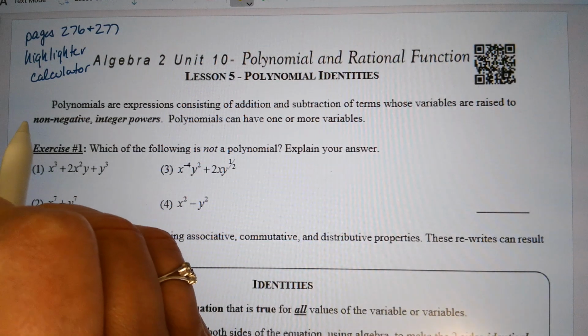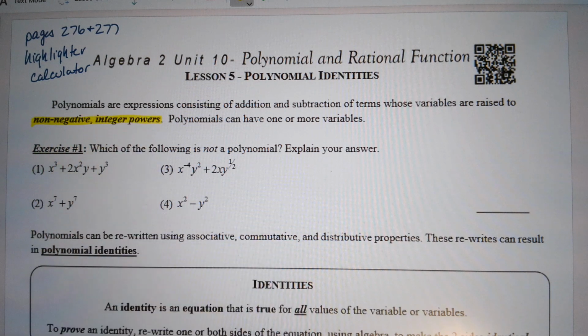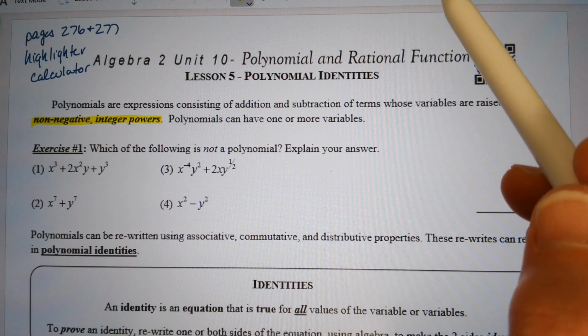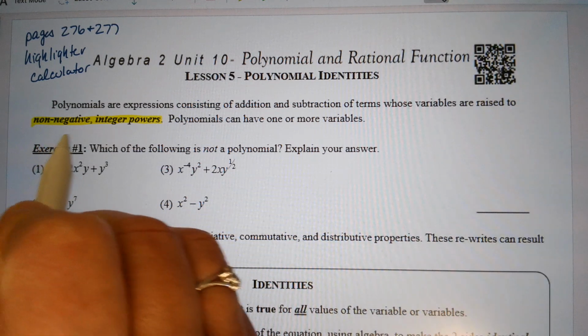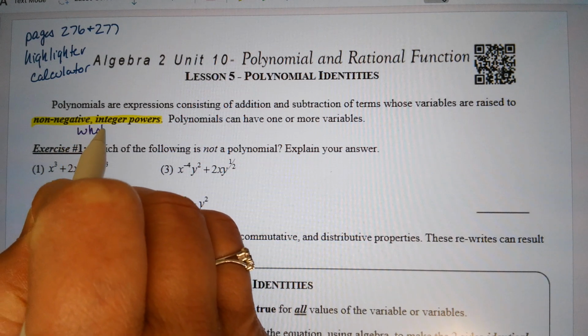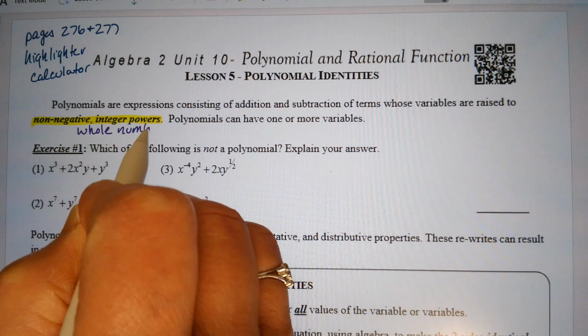to non-negative integer powers. Polynomials can have more than one variable. In other words, non-negative integer powers would be whole numbers.